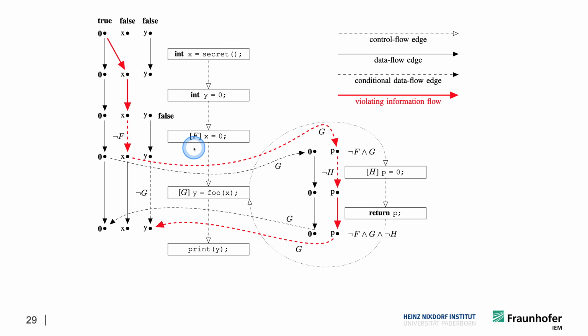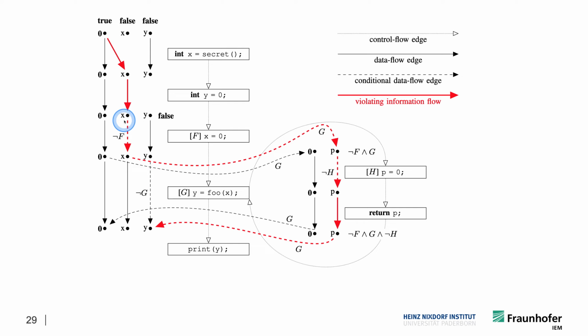So here we have the same feature annotations we had before. This statement is guarded by a feature F, this is guarded by G, and this statement is guarded by H. Here we still have a statement that is not guarded, this is also not guarded, so this part up here is pure IFDS. We are tainting X, and X remains tainted here.